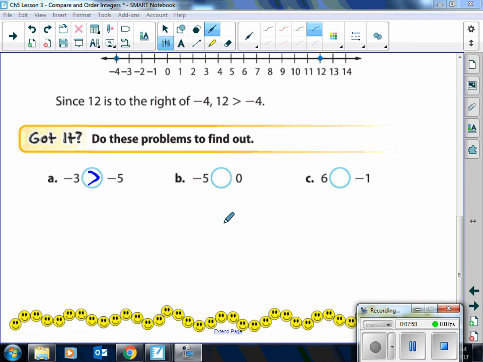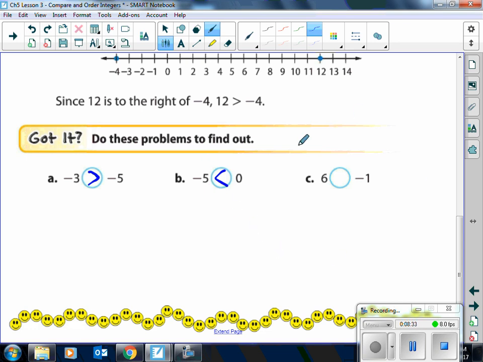For problem B, we have negative 5 and 0. Well, 0 is right in the middle of the number line, and to the left is all of the negatives. So if you have any negative and you're comparing it to 0, what am I going to put in here? Less than, because negatives are always less than 0. Is everybody clear? If we had a positive number over there, then of course that would be greater than.